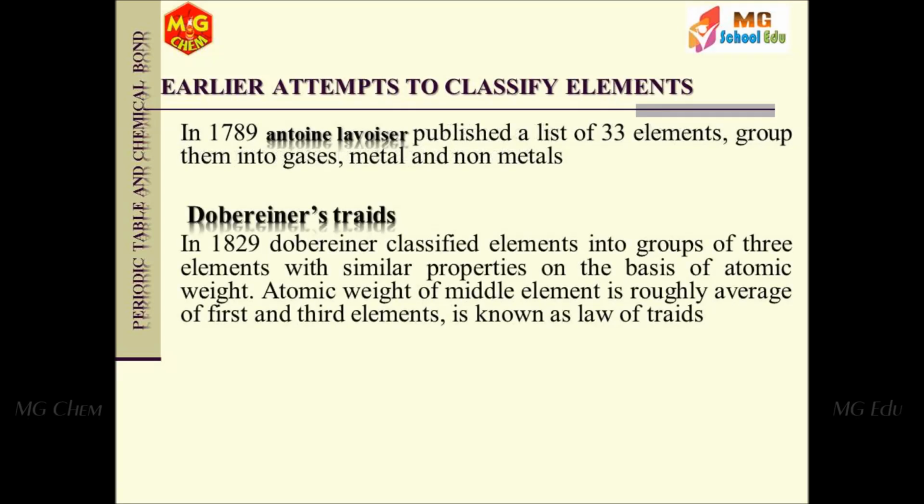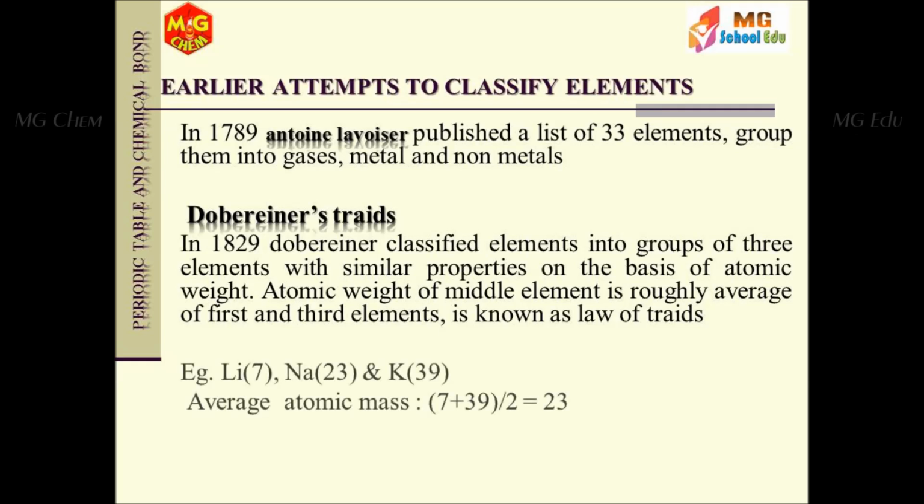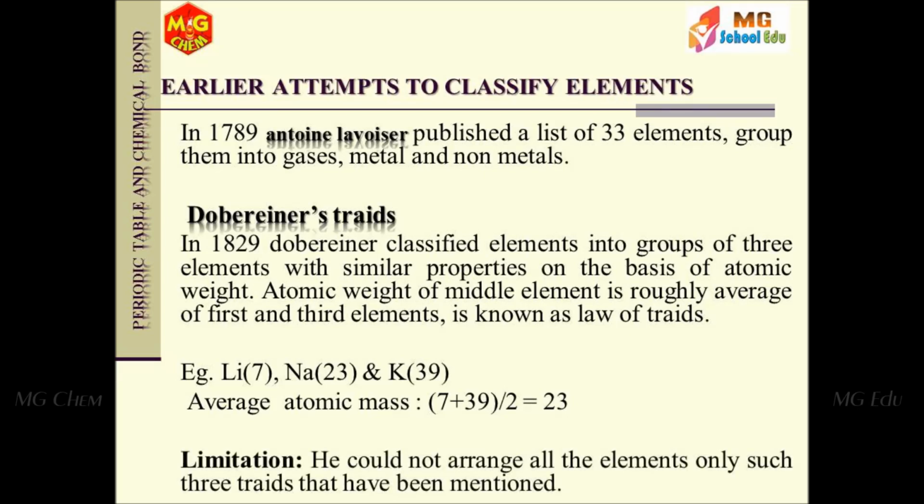Dobereiner's triads. In 1829, Dobereiner classified elements into groups of 3 elements with similar properties on the basis of atomic weight. The atomic weight of the middle element is roughly the average of the first and third elements, known as the law of triads. For example, lithium, sodium and potassium. The average atomic mass of lithium and potassium is equal to the atomic mass of the middle element, sodium, which is 23. Limitation: he could not arrange all the elements, only such triads as have been mentioned.